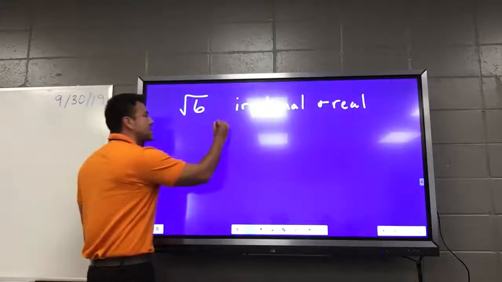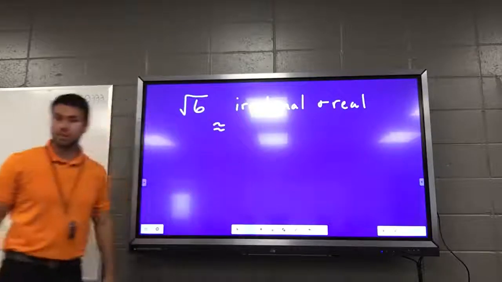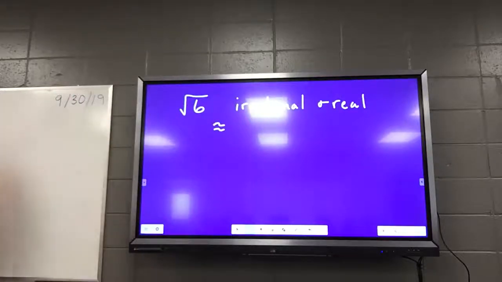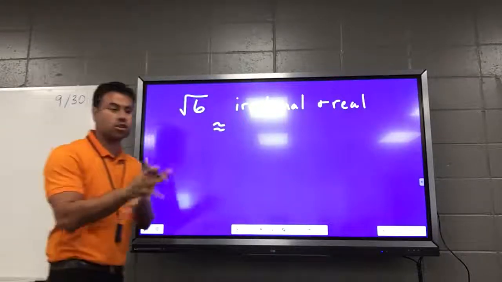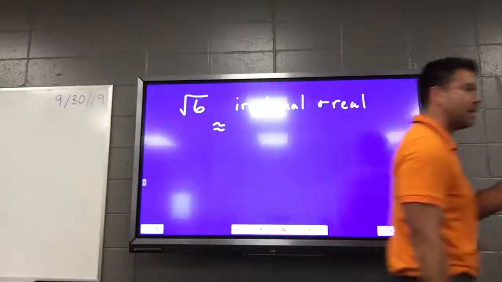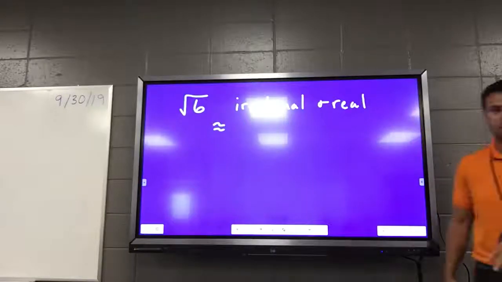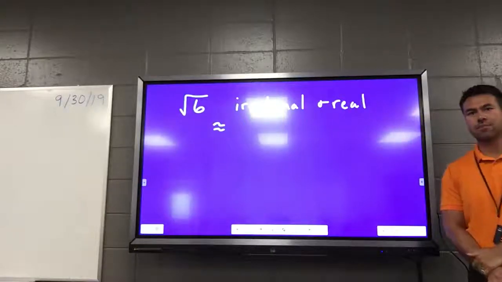Okay, what is the square root of 6 approximately? You're doing this in your head. It's in between these two. It's close to that one. And then this is my decimal approximation. You figure it out. It's about, don't say it out loud, please, just figure it out.